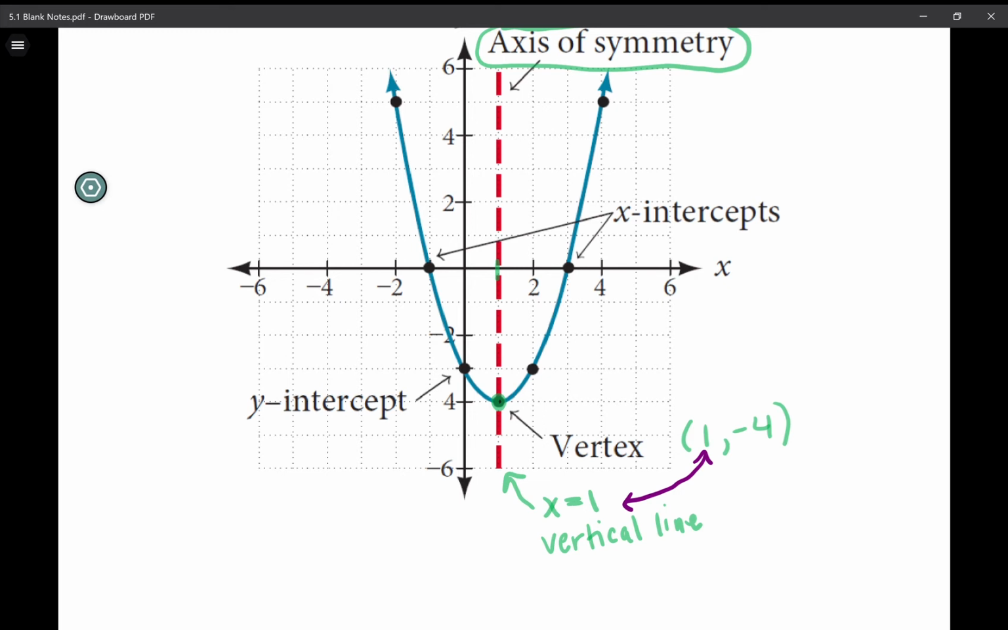All right, two more things to notice about the parabola. There's always going to be one y-intercept, and this y-intercept occurs at the point (0, -3). The x value is always 0, because the y-intercept is where it crosses the y-axis, so it's neither left nor right. It's always at x equal to 0, and the y value in this example is -3. We're right at the y-axis.